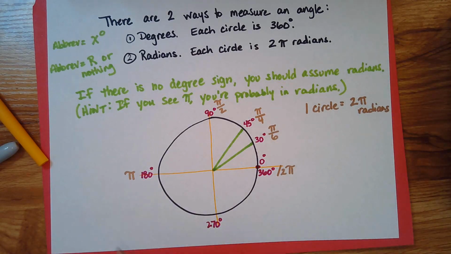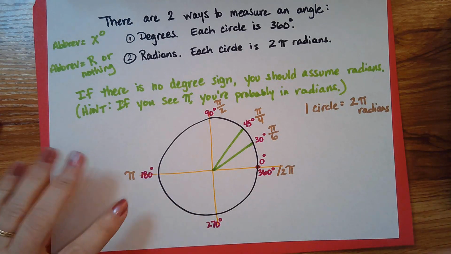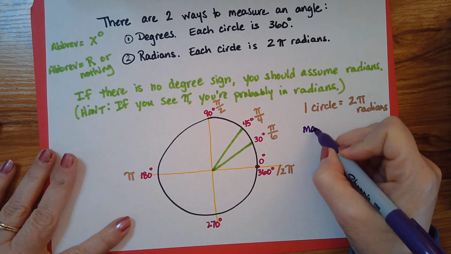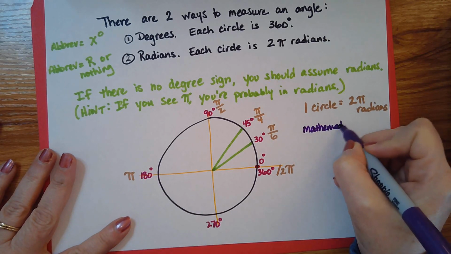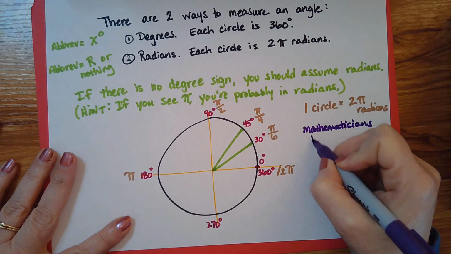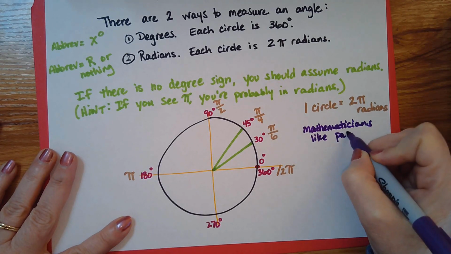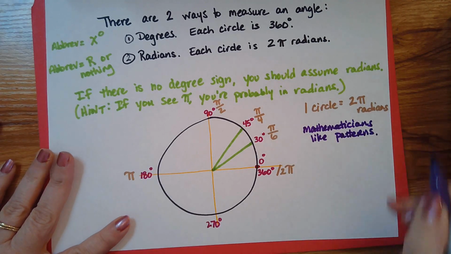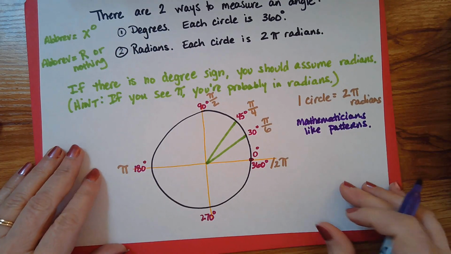Now you might be asking yourself, why did mathematicians invent this? I mean, okay, it's there. I understand. I have to learn it. It's probably going to be on the test. But why did they do it? And here is why. Mathematicians like patterns. They like it when the world makes sense.